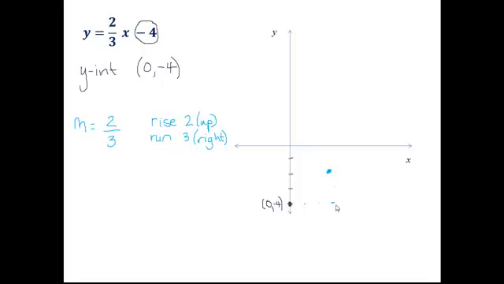I've gone over 3, so the x-coordinate must be 3, and I've gone up 2, so from negative 4, I've gone up 2, so my y-coordinate must now be negative 2. Okay, and there's my 2 points. I'll draw a, oh, that was really bad, but sorry, you can imagine that should have gone straight through that line. But there's our line. y is equal to 2/3 x minus 4.